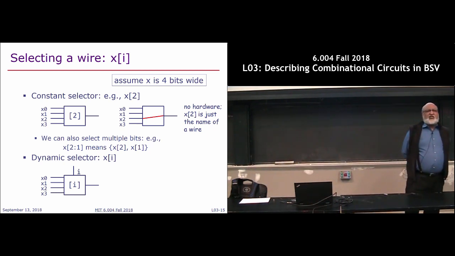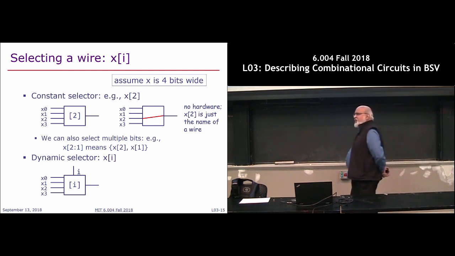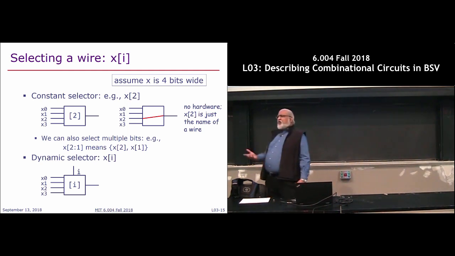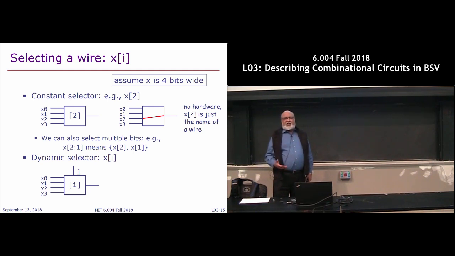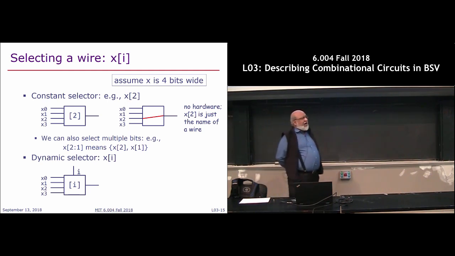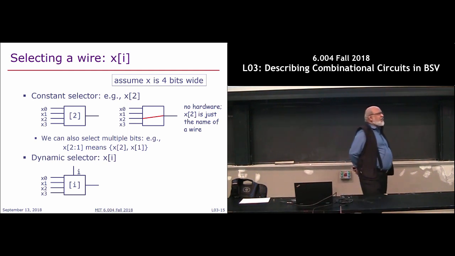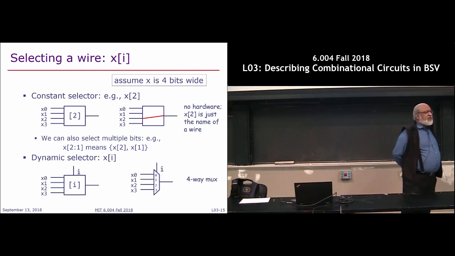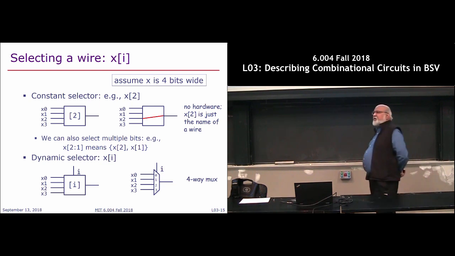Okay, but suppose I is a dynamic quantity. I is not given to you. It's not known at compile time. Now you have to do some real work. You have to build a circuit which, given the value of I, will pick the right value from it. And this in hardware is represented like this.